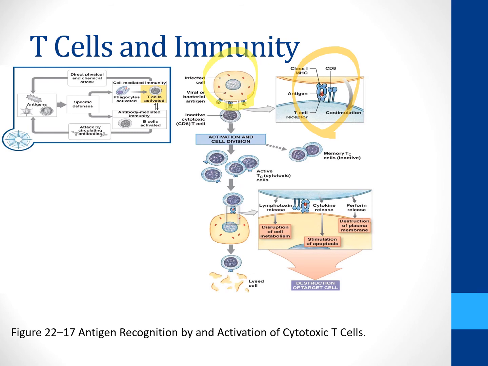The activated T cell is going to start dividing. It's going to create active T cells, which are going to be cytotoxic T cells, which can then go and bind and destroy those infected cells. And it's going to create memory T cells. Memory T cells are going to remember this so that next time they see that antigen, they can activate immediately and mount a huge response.